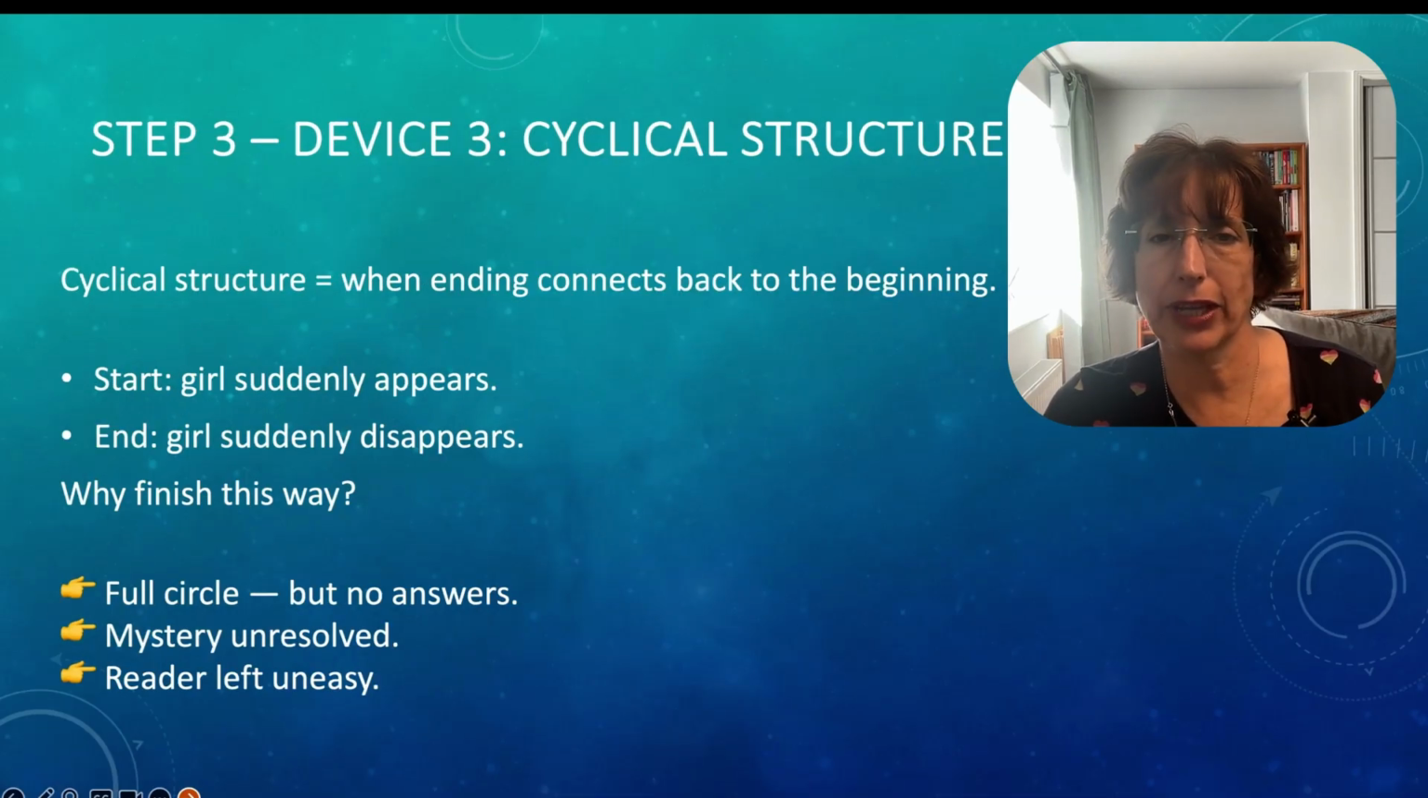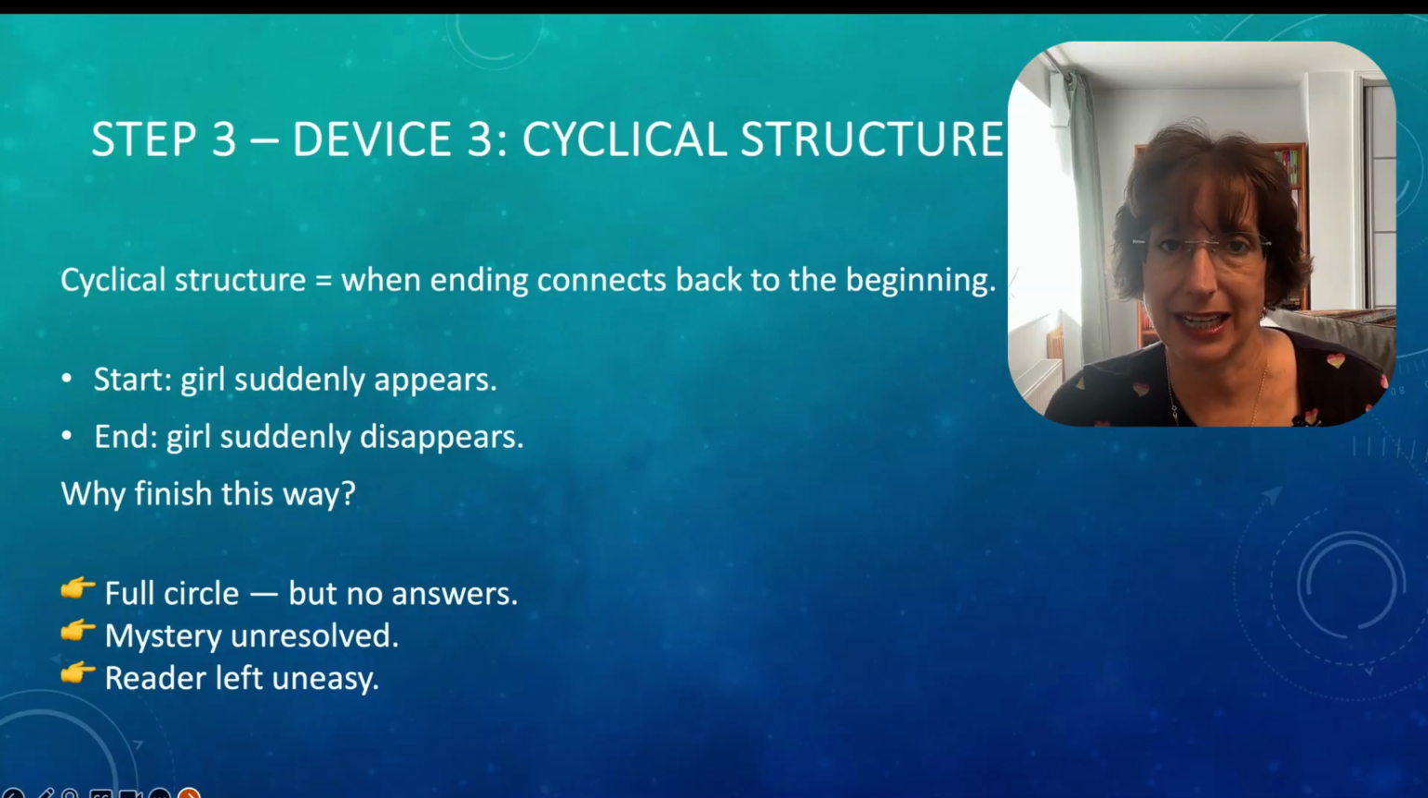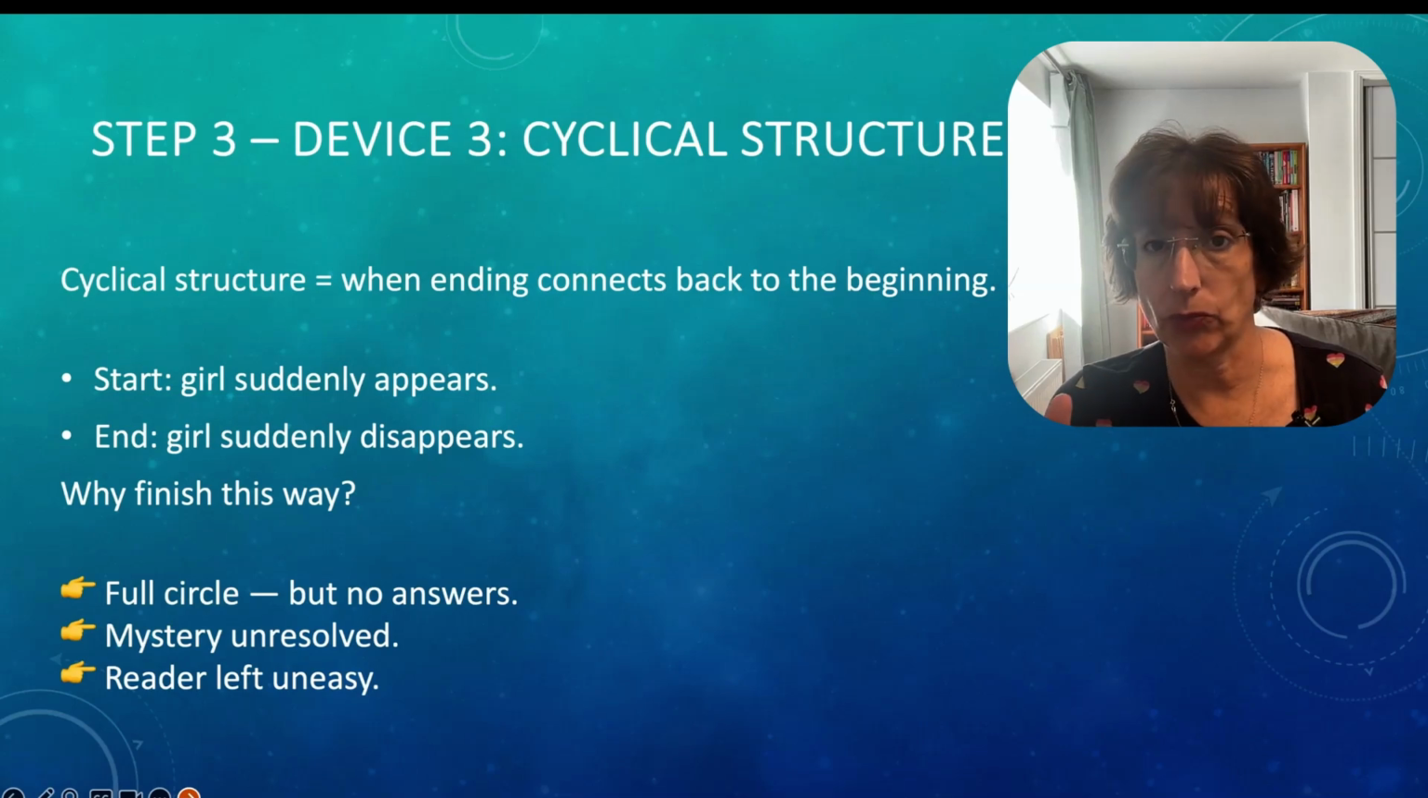So device 3 is a cyclical structure. Cyclical structure is where the ending connects back to the beginning in some way. At the start, we've got the girl suddenly appearing, and then at the end, she disappears.